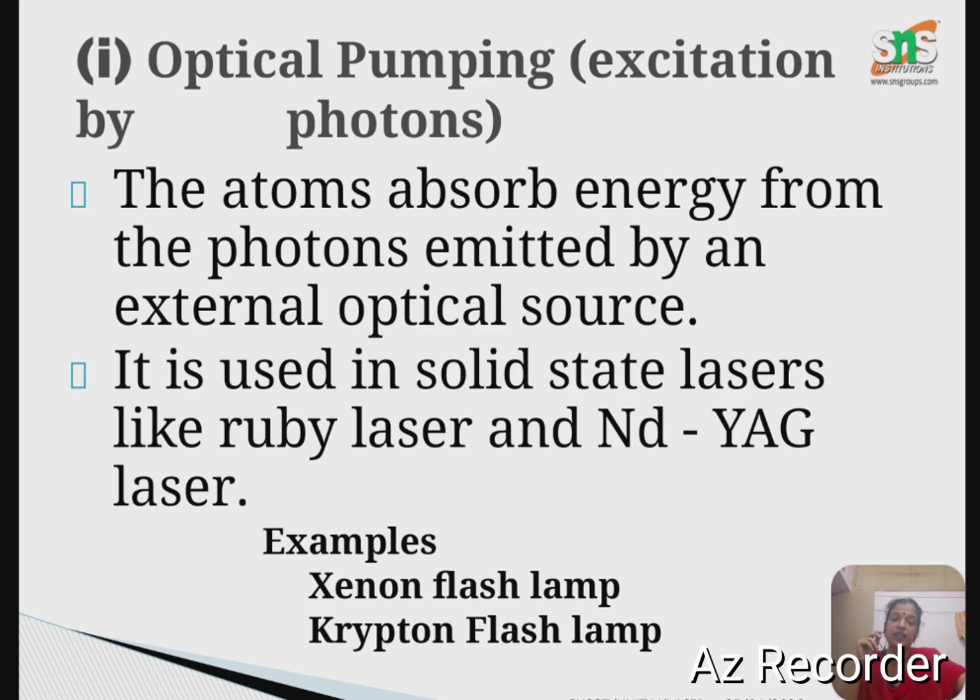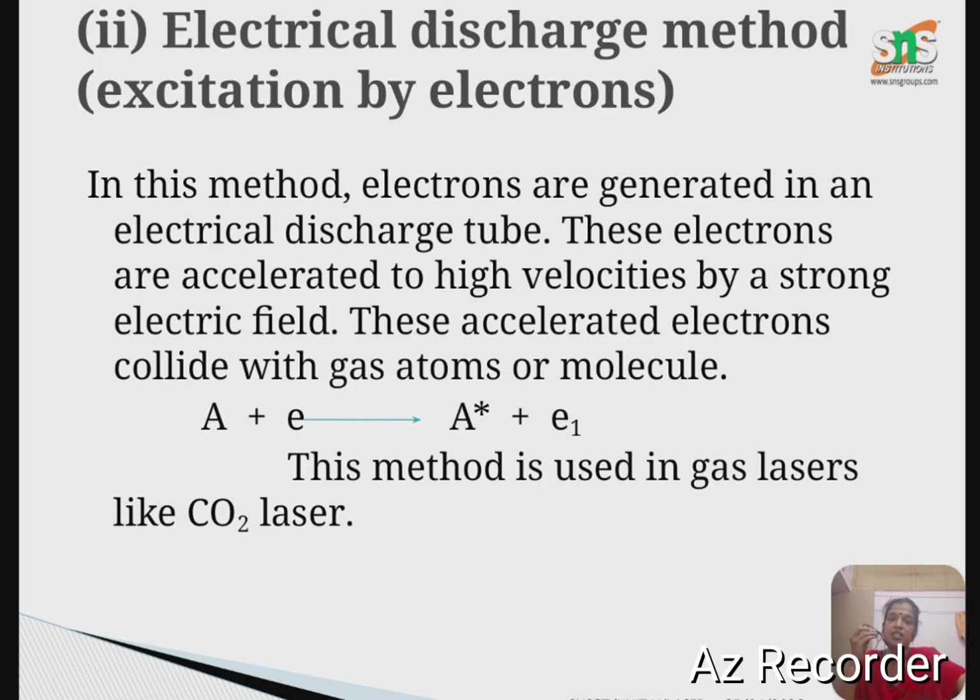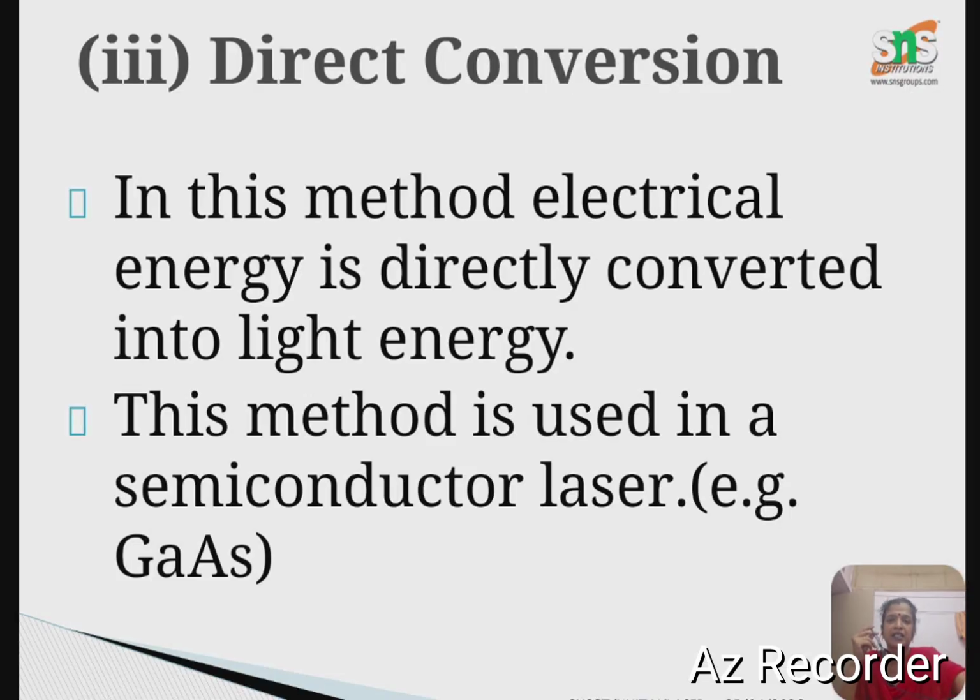Here we can use xenon flash lamp and krypton flash lamp. Second one is electrical discharge method. Here the electron can collide with the atom by applying the electric field, and then the atom moves to the excited state, and this is useful for carbon dioxide laser. Direct conversion: the electrical energy here can be converted into light energy. So this method is used in semiconductor laser.